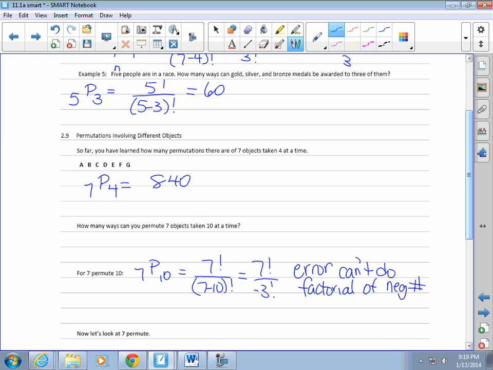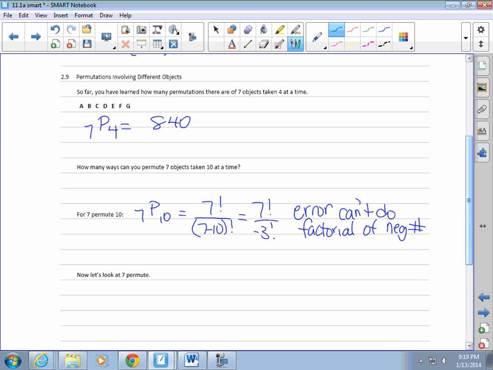Okay, you can't do the factorial of negative numbers. And if you think about this logically, if you have 7 objects, how can you take 10 at a time and arrange them? You can't. You're 3 short. So the next one says, okay, then let's look at a 7 permute.